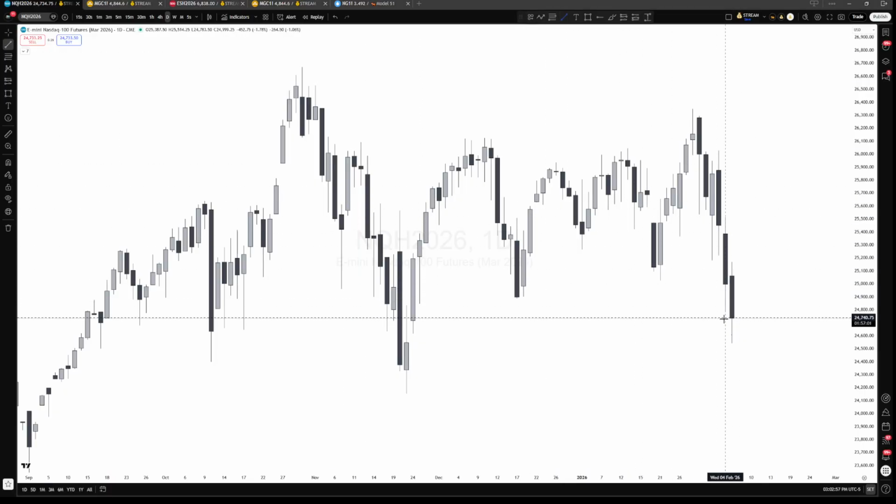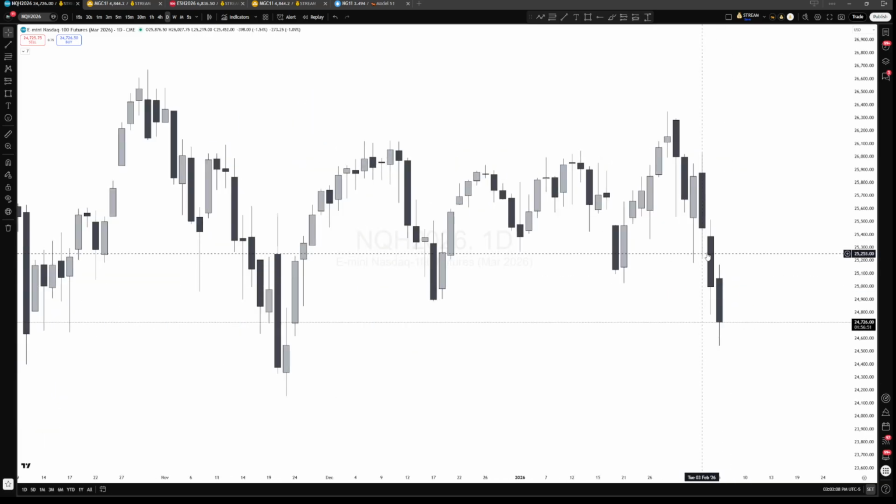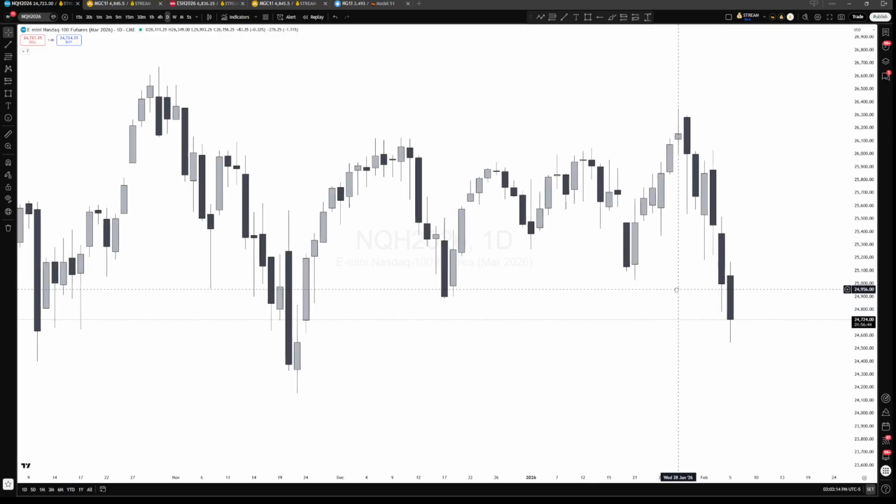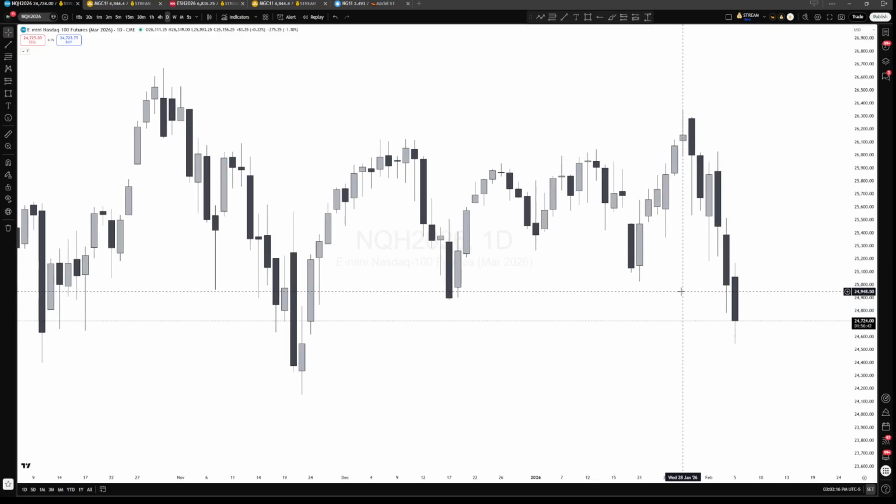What did yesterday do? Yesterday's candle closed below Tuesday's low, right? So Wednesday closes below. So what am I expecting? I'm expecting Asia and London to manipulate up, put in a daily wick, and then retrace back lower for that New York session. And that's exactly what we got.